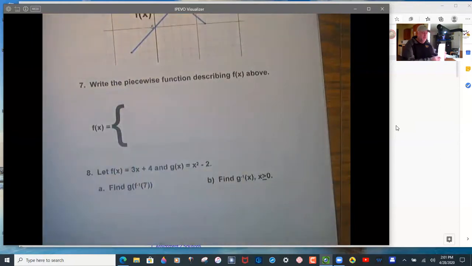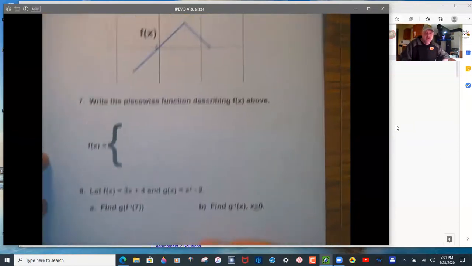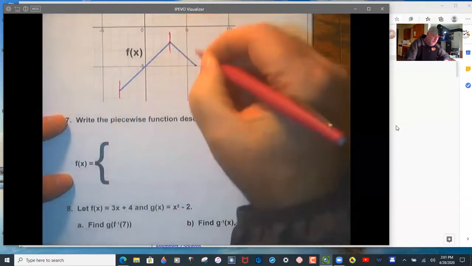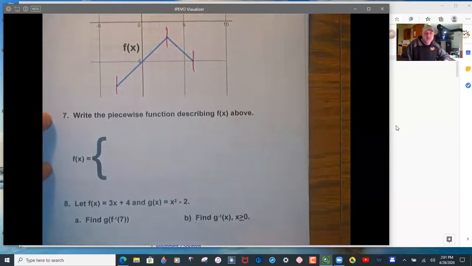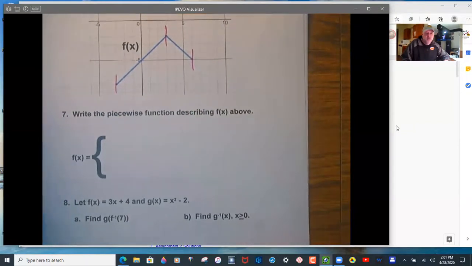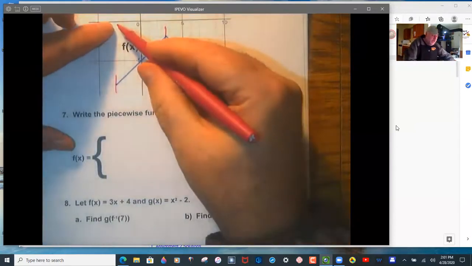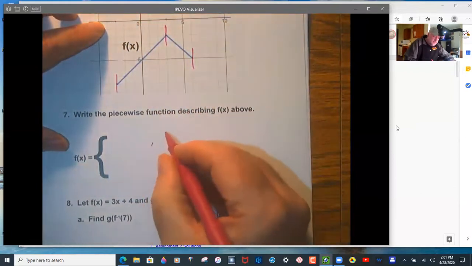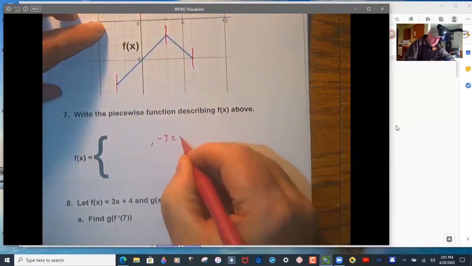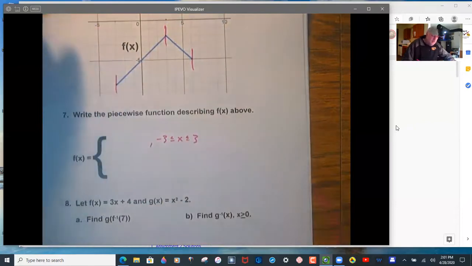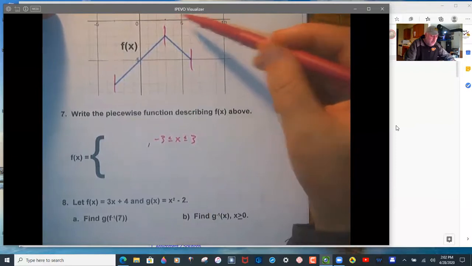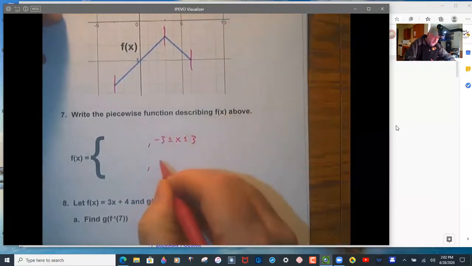Okay, number 7. So what you want to do here is look at, first of all, kind of the endpoints in the function to see what your domain pieces should be. So this is looking like -3 to 3. So you come up to the x, and we'll include the ends there. And then we're looking at 3 to 6 for the other piece.